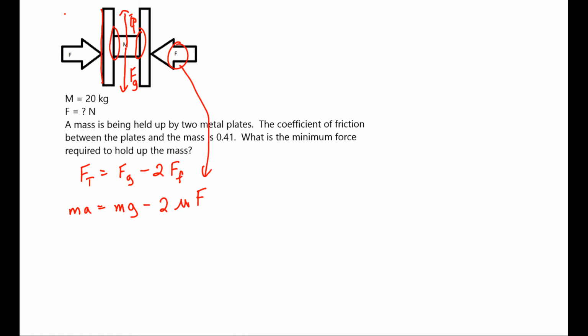Okay. So we've got m is 20 and a is 0. It's being held up, so we're assuming it's not moving. So just put in a 0 there. It's 20 times 9.8 minus 2 times 0.41 times F. It's going to be a little over 200, I think. 240. Well, 239.